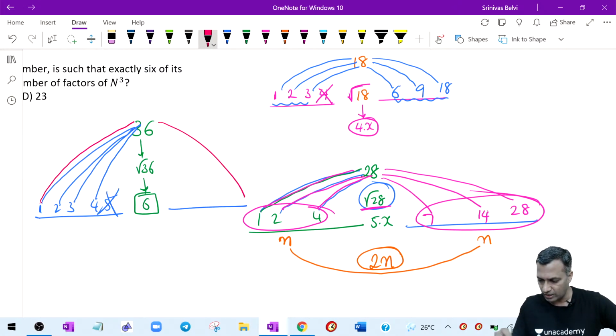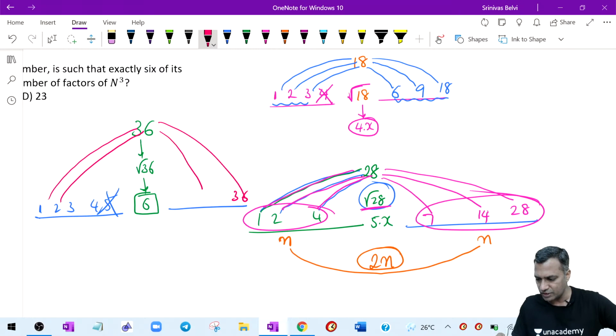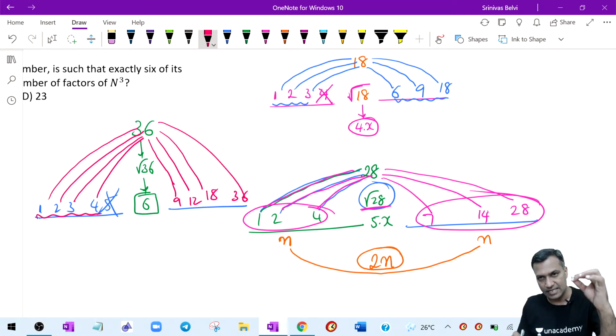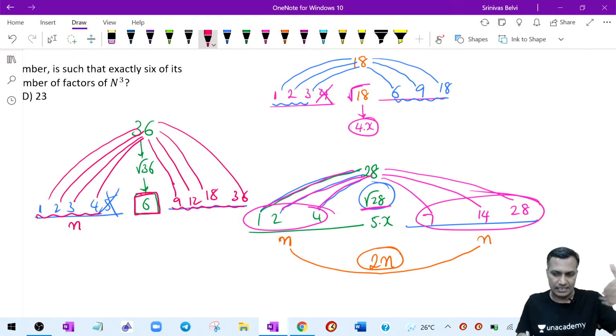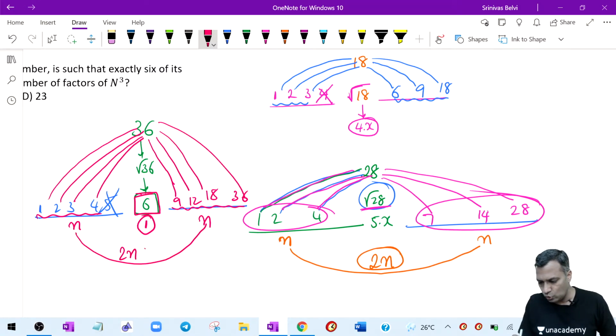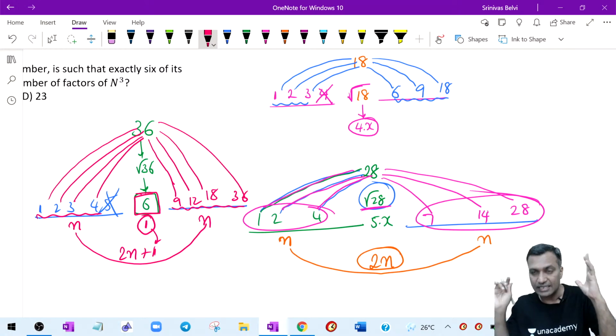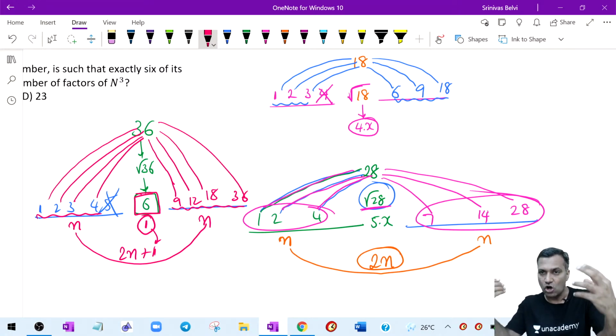36 divided by 1 is 36. 36 divided by 2 becomes 18. 36 divided by 3 becomes 12. 36 divided by 4 becomes 9. So if there are 4 factors less than the root of the number, there would be 4 factors more than the root of the number. If the number is a perfect square, that root also qualifies. So if n factors are less than the root and n factors are more than the root, there will be another one in between. Hence it is going to be 2n plus 1 factors, and so a perfect square has an odd number of factors.